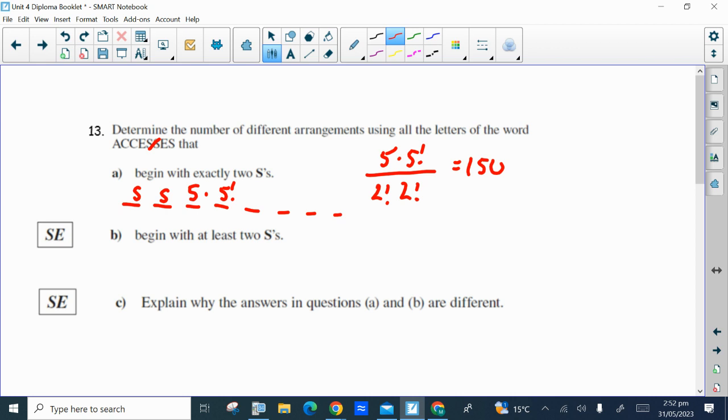No, it's a 5. Because the question says exactly 2 S's, which means the next letter cannot be an S. That 5 is the number of letters that are not S's that you have left to choose from.